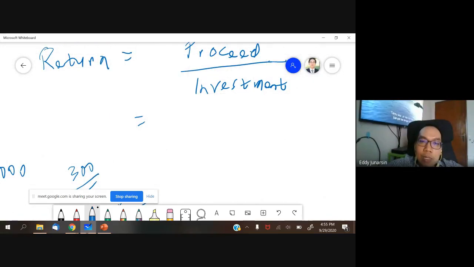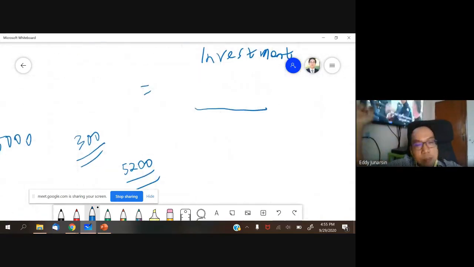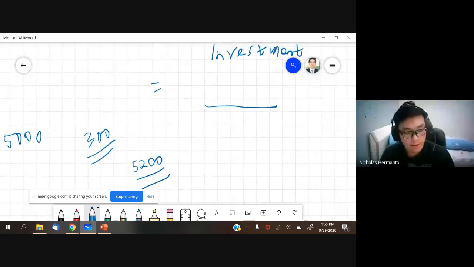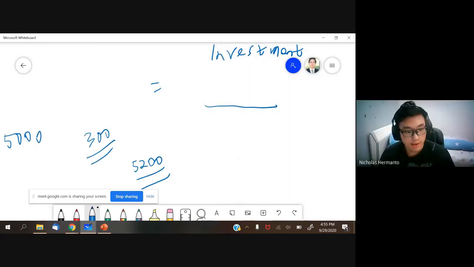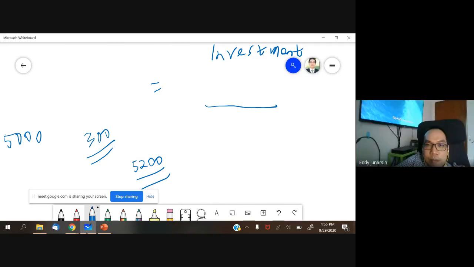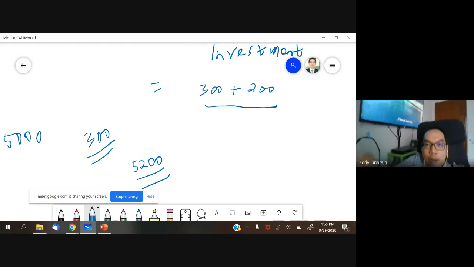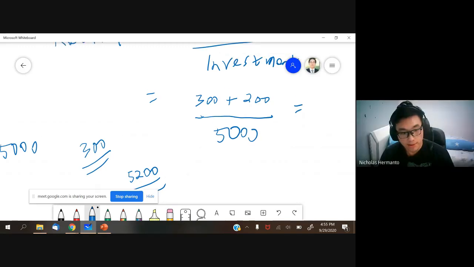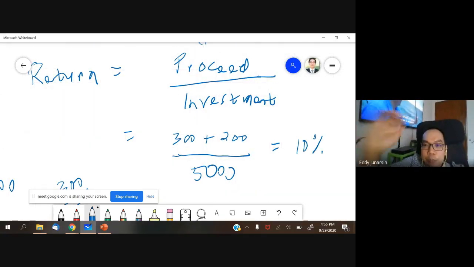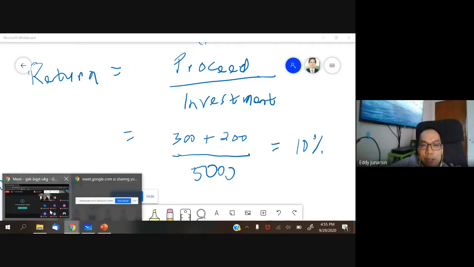So tell me, how much is your proceeds in this case? The proceeds is 500. What are they? It is the capital gain, which is 200, and also the dividend, which is 300. And how much was your investment? 5,000. So how much is it then? Your return is 10%. Easy, right? So the principle is always the same: proceeds divided by investment. But again, if you invest in another instrument, then the forms of proceeds will be different, but the principle remains the same. Any question about this?